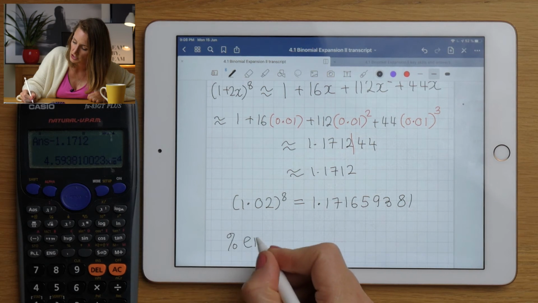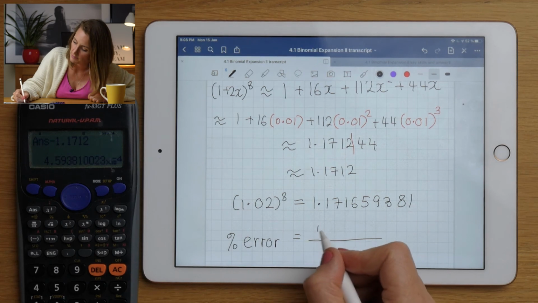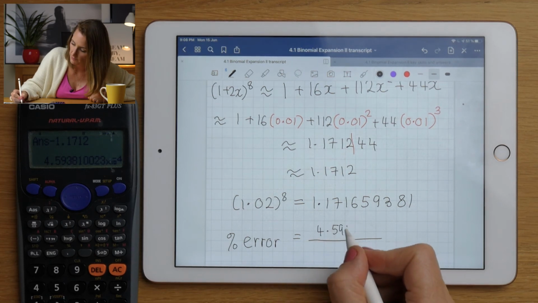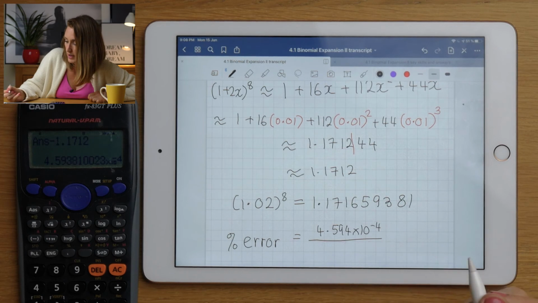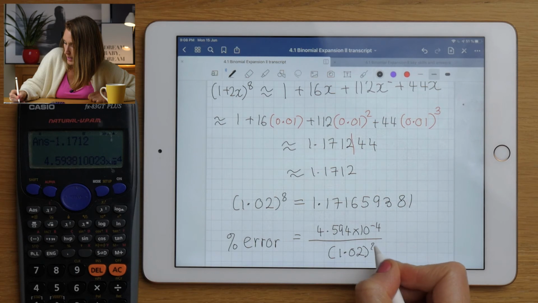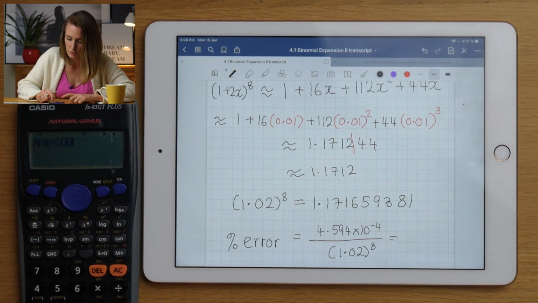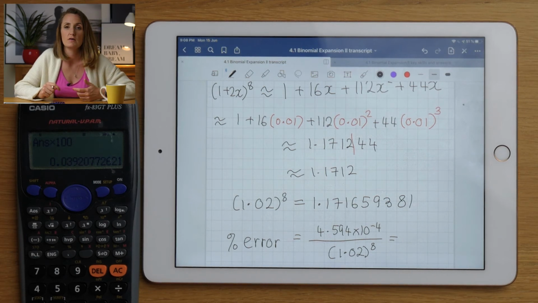The formula for percentage error is: what's your error, so how far away were you from the perfect answer, let's say 4 times 10 to the minus 4, divided by what was the perfect answer. In our case, the perfect answer was 1.02 power 8. So we can do this number divided by 1.02 power 8, the perfect answer, and times by 100 for a percentage. So we had a 0.039 percentage error, so a tiny, tiny error.